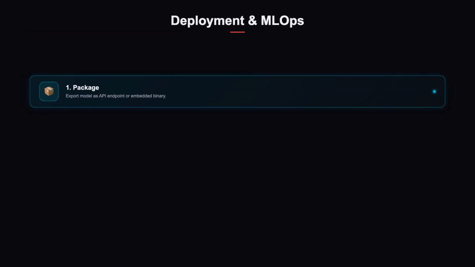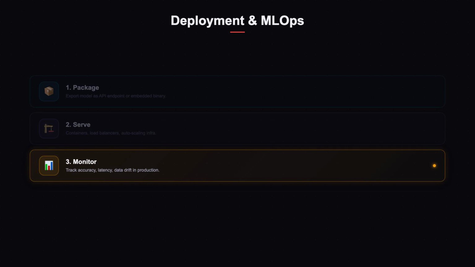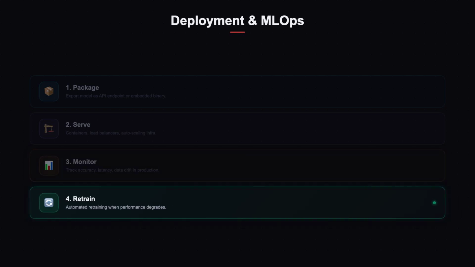Stage 6, deployment. Getting the model into production is its own challenge. You need to package the model as an API or embed it in an app. You set up serving infrastructure, containers, load balancers, auto-scaling. You implement monitoring to track model performance over time. And you build a retraining pipeline because models degrade as data shifts.